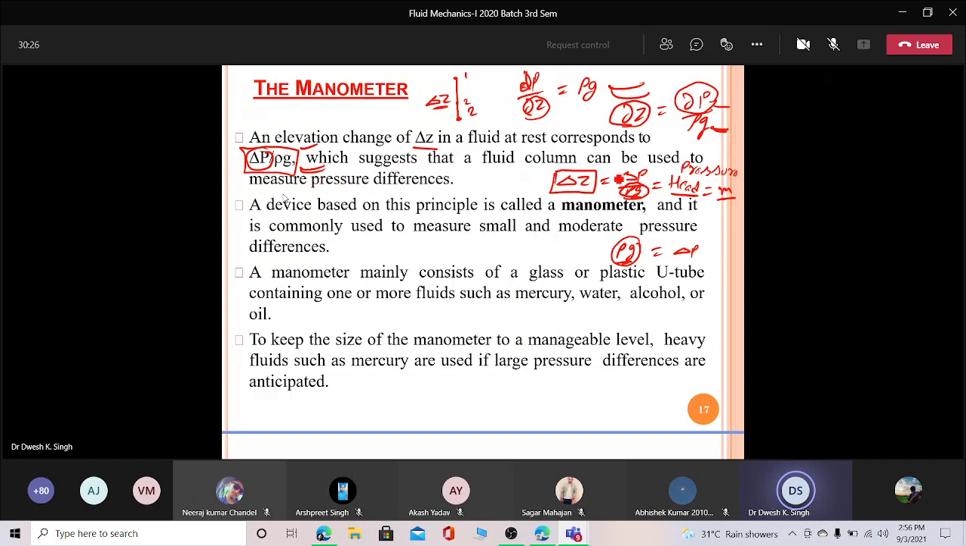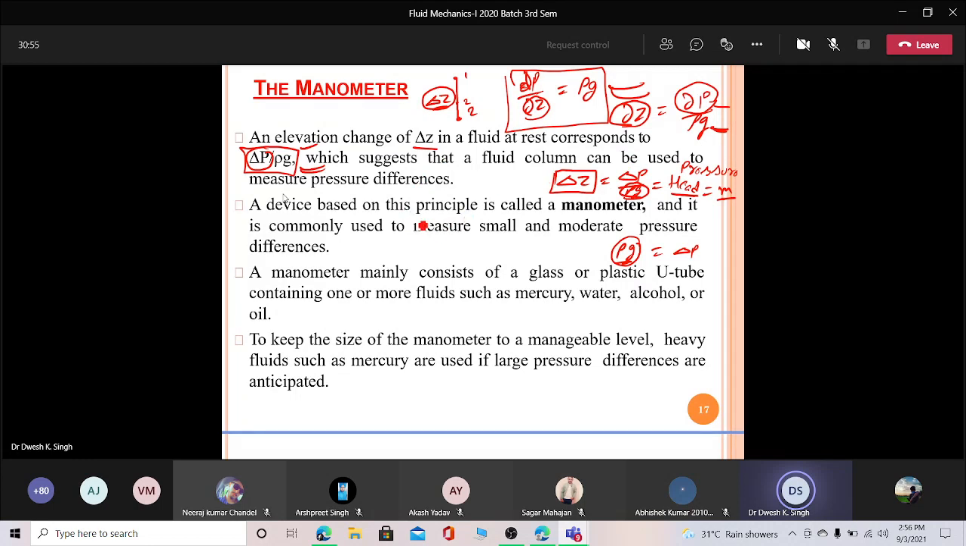So we suggest that a fluid column can be used to measure the pressure difference. Means according to this hydrostatic law, if you are maintaining this, we can come out with the answer of this pressure. So that concept is utilized in the manometer. Means if someone asks what is the principle of the manometer, it is the hydrostatic law that is the principle behind the manometer.